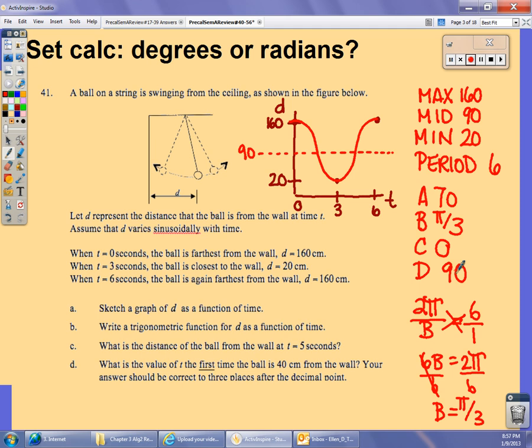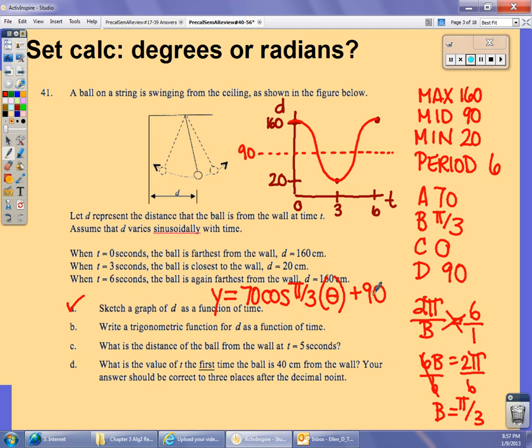Now that we have A, B, C, and D, we can write our equation. We already took care of part A, which was sketch the graph. Now we're going to write the function. The function's going to look like this. Y equals, this is a positive cosine function, so we have 70 cosine pi over 3 theta. There is no phase shift, so we just get plus 90, which is our vertical shift or vertical translation.